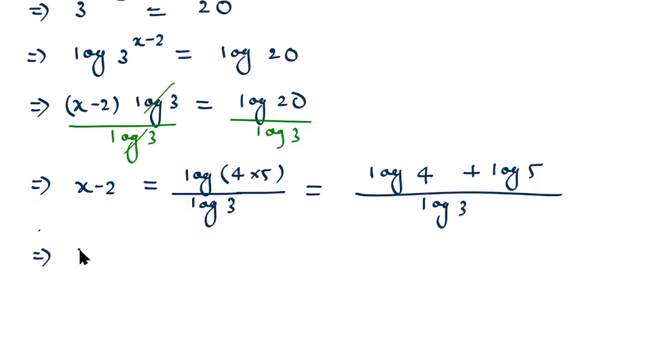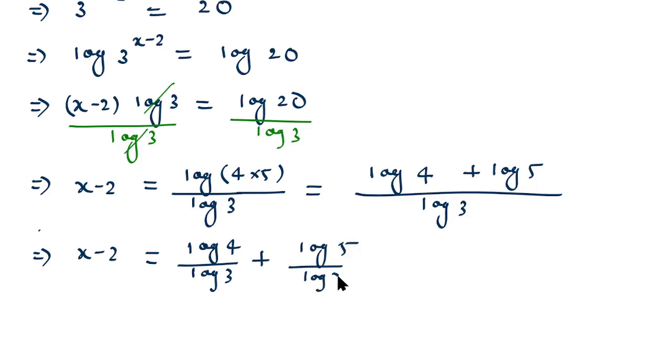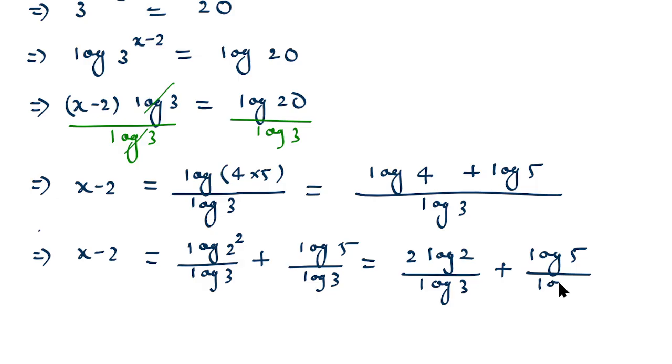So x minus 2 is equal to log 4 upon log 3 plus log 5 upon log 3. We can write 4 as 2 to the power 2. Now using the logarithm formula, we can write 2 log 2 upon log 3 plus log 5 upon log 3.